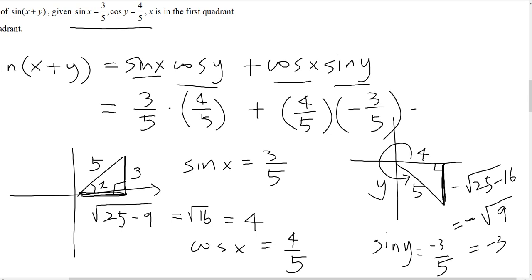What we get is 12 over 25 minus 12 over 25. It's exactly the same number subtracted, so the answer is 0. And that's one example.